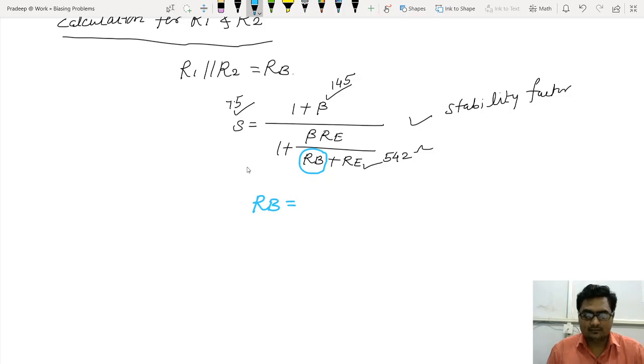You do it. I have already calculated the value of Rb. I have a ready-made example which is solved here. So for Rb, follow the process. What will you do then?